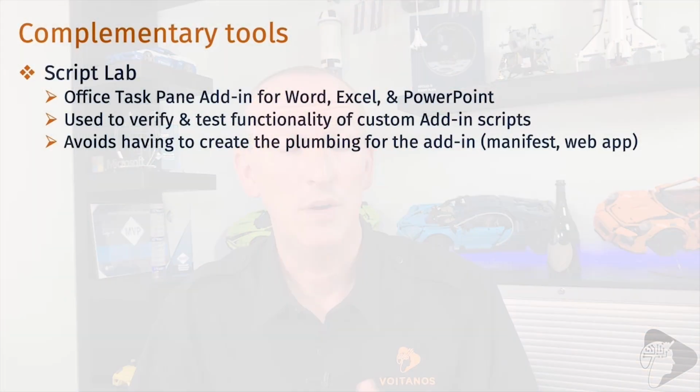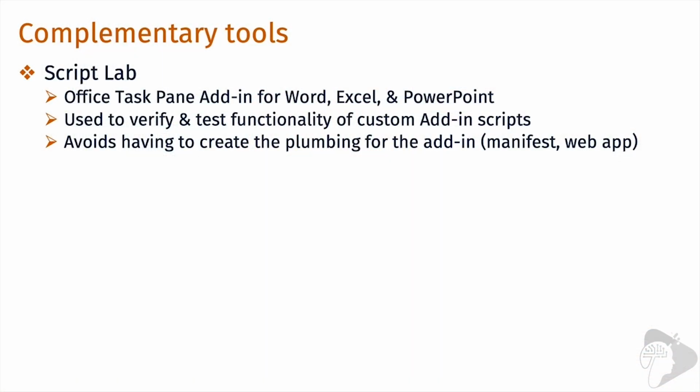One tool that is very useful, and this is good for prototyping what you want to do with Office.js, is called Script Lab. It's a task pane that will install in Word, Excel, or PowerPoint. It's like a custom add-in, and it gives you a little code environment where you can try out your Office.js code to work with the current document. So it's a great way to test out your stuff without having to go through all of the extra overhead of creating the manifest, creating the web app, and adding the Office.js reference. You don't have to do any of that. All of that is done for you.